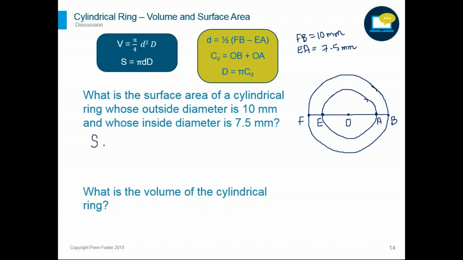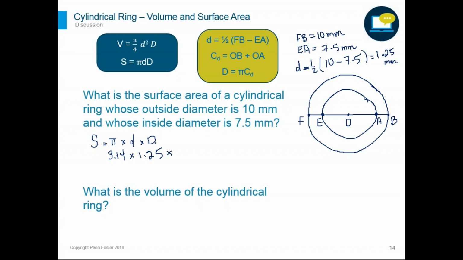Surface area, S equals pi, 3.14, times little d, which I need to find, times capital D. So little d is given by half of the difference of the inside and outside diameters. d equals half times FB minus EA, which is 10 minus 7.5. So do the difference first and then multiply times half. So the d in this case will give you 1.25 millimeters. So here I have d. So 3.14 for pi times little d, 1.25.